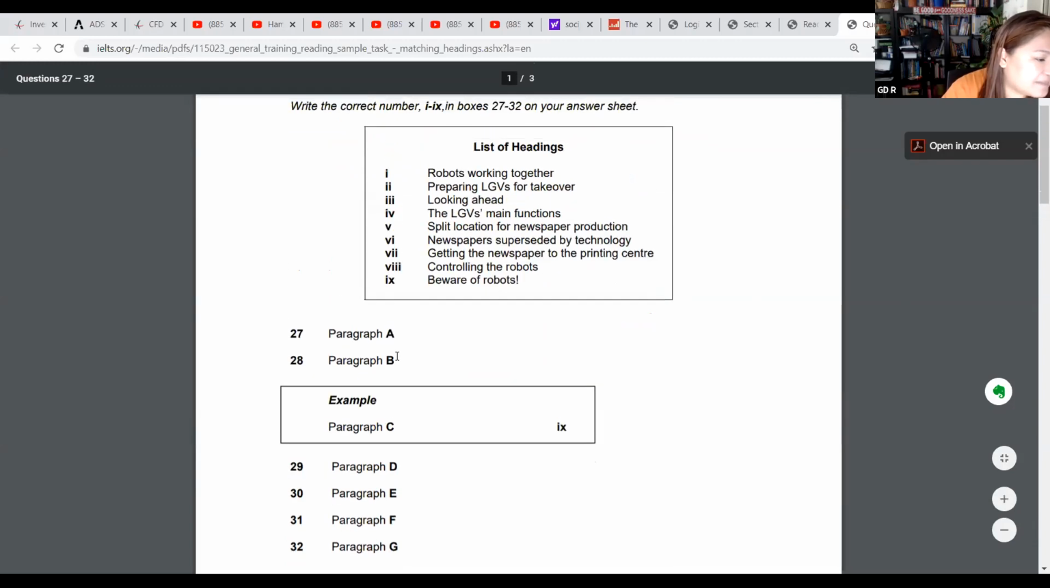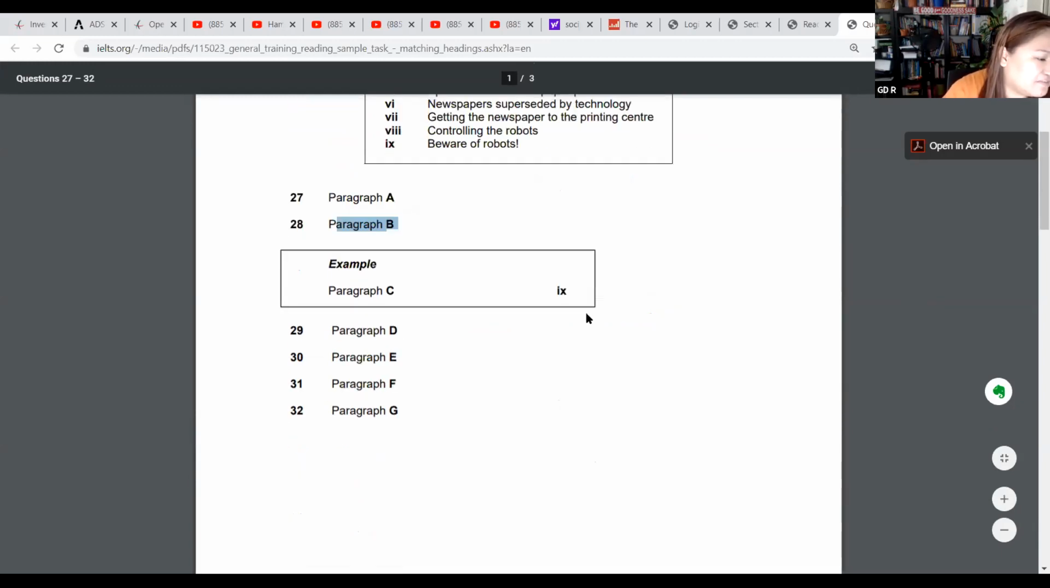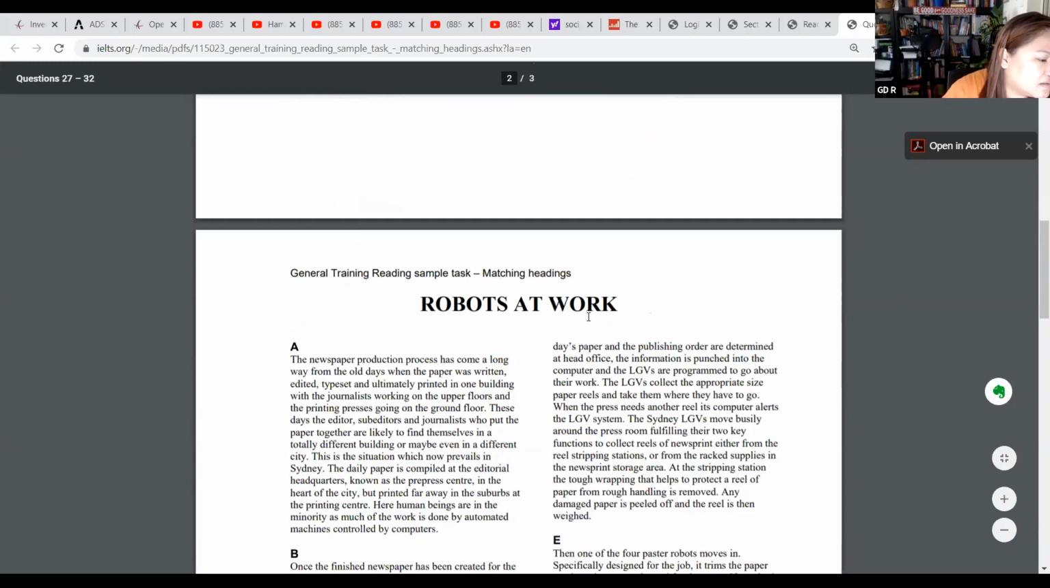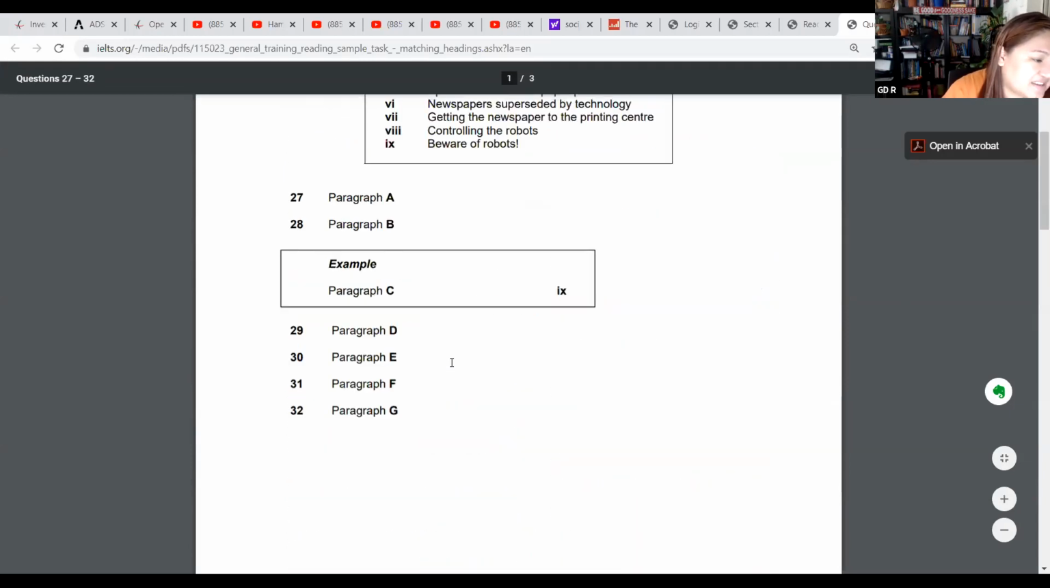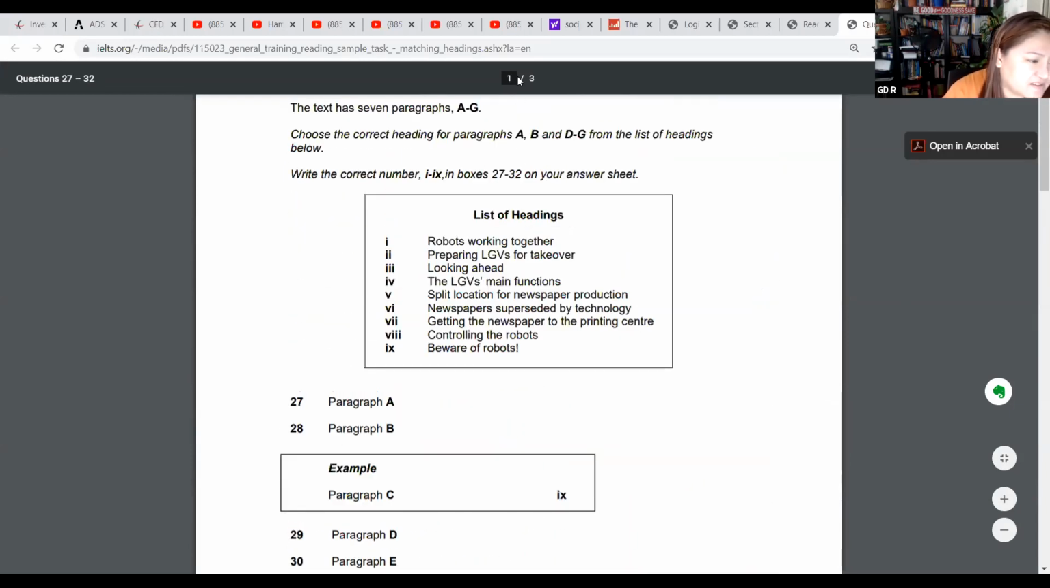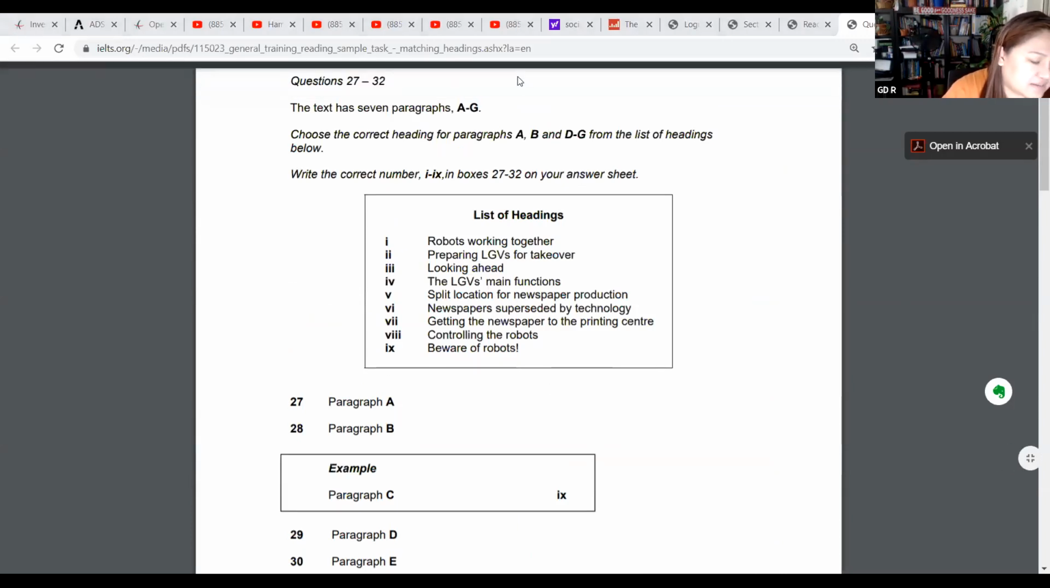So again, let's say paragraph B. What's the best heading? Should it be 1, 2, 3? How would you know? Right, paragraph B. Read here and read here. At least you will have a general idea on what the paragraph is talking about. So which is the best heading? Just choose. I know this is a bit difficult, but yeah, practice.